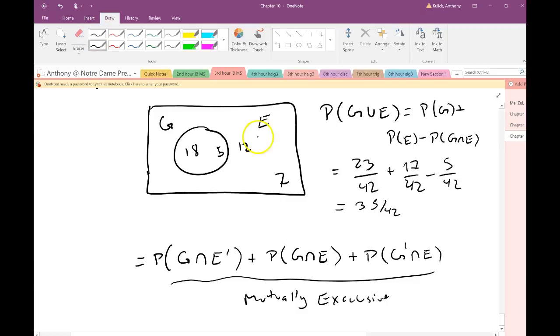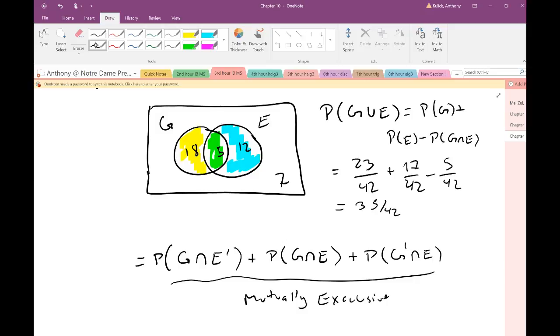Whoa, I didn't mean to erase that part. So G intersect E complement is this part. G intersect E is that part. And G complement intersect E is that part. You notice there's no overlap between those sets, which is probably the way you would have tried to do this in your head had you read this question. You would have just said 18 plus 5 plus 12 divided by the total, right?